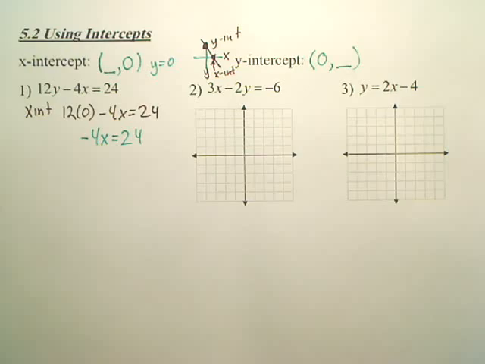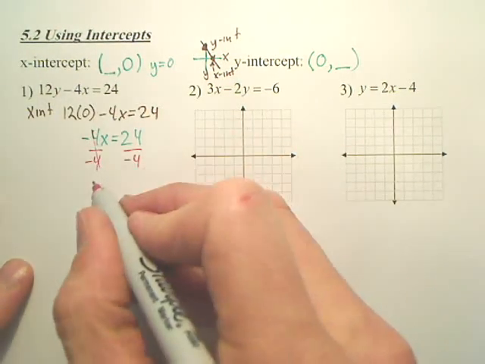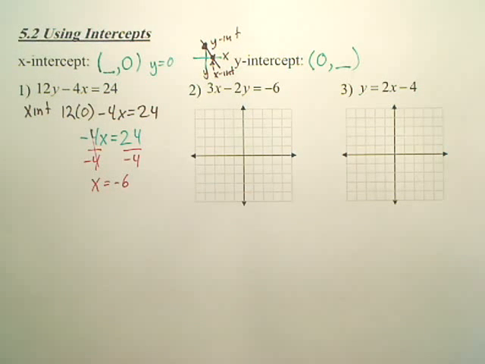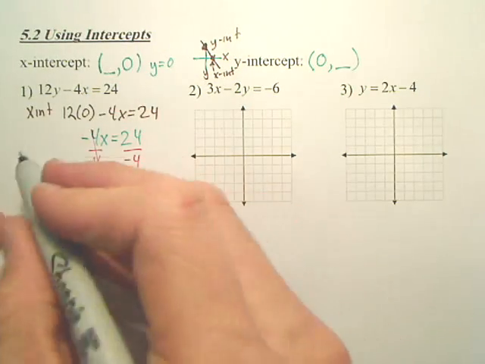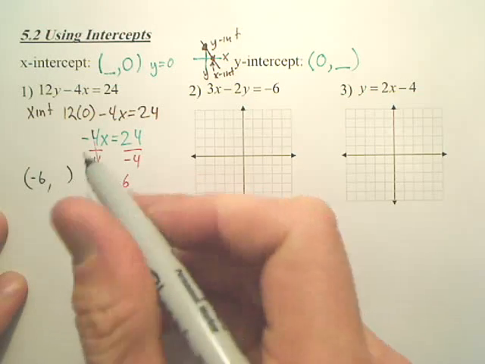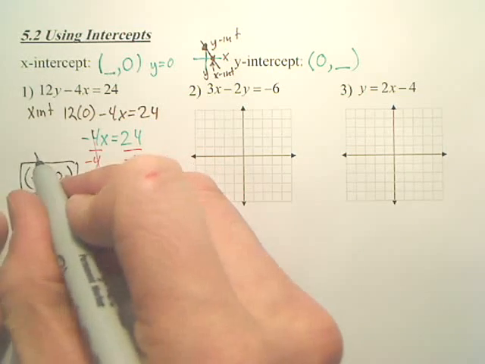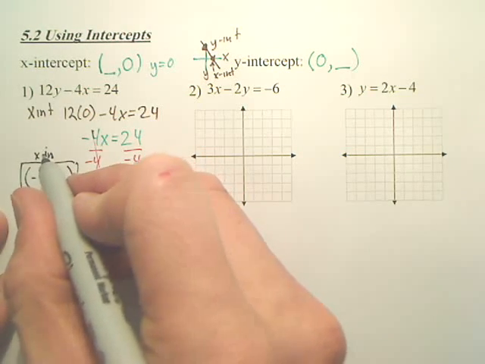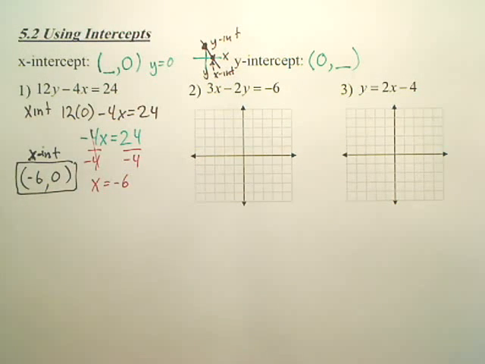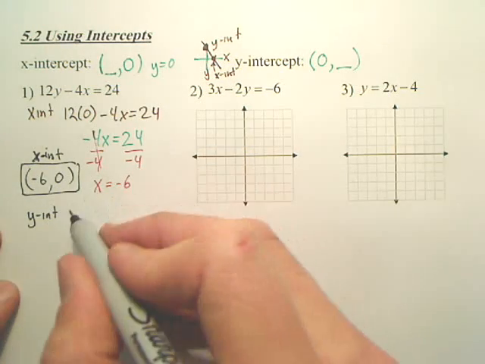And then to solve, I divide both sides by -4. So X equals -6. What does that mean? That means my X-intercept is -6, meaning X is -6. What was Y equal? Y equals 0. That is my X-intercept. That is where the graph crosses the X-axis. It's at -6, 0.